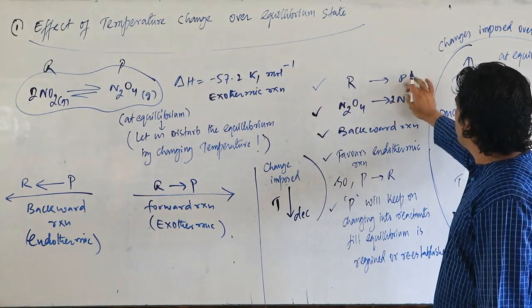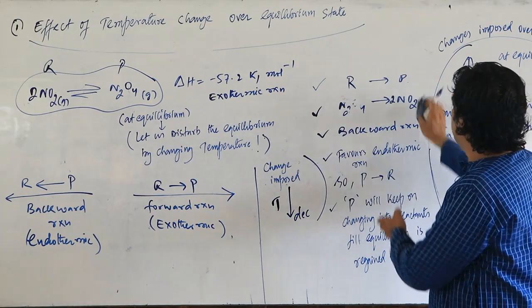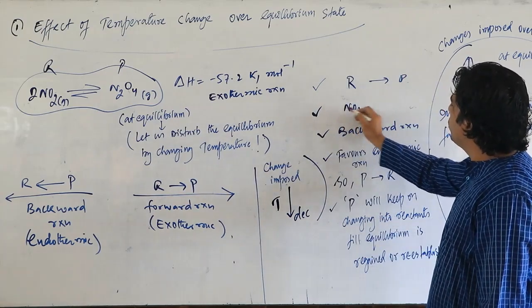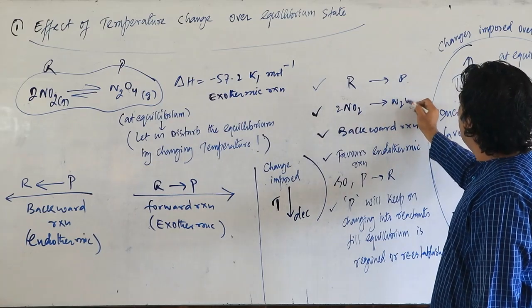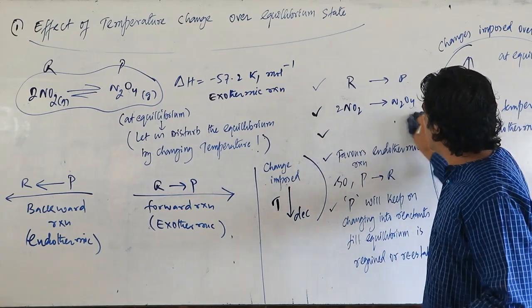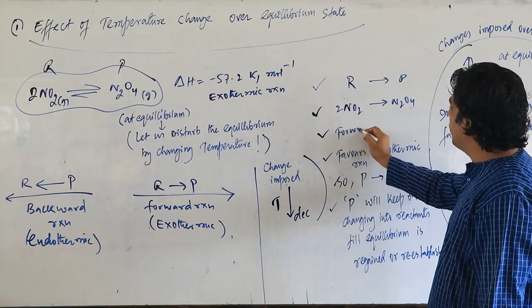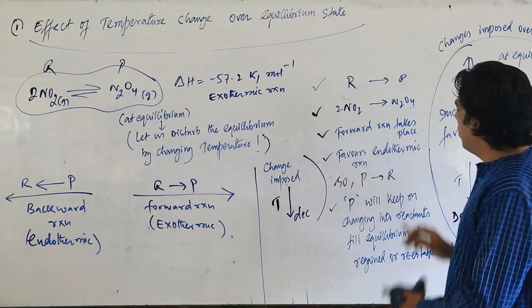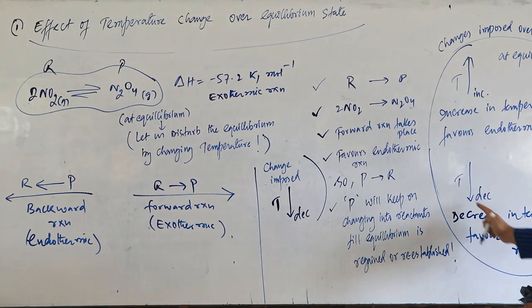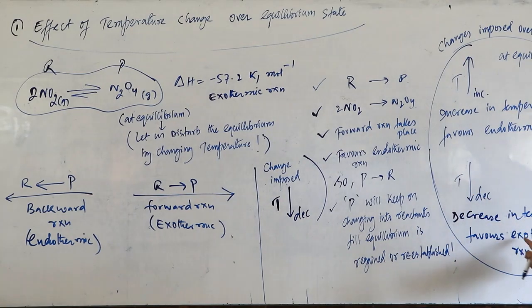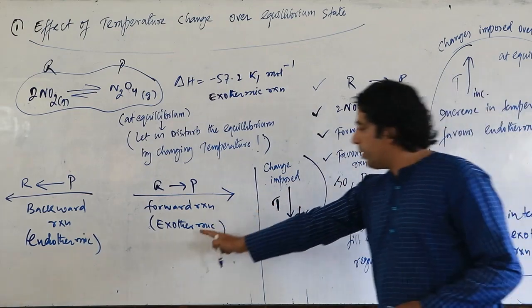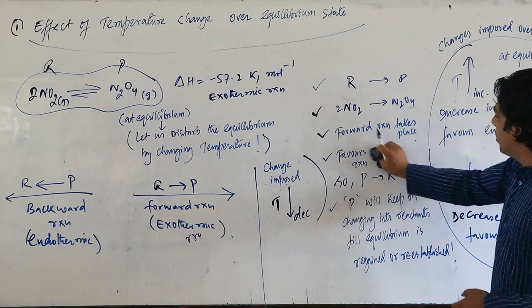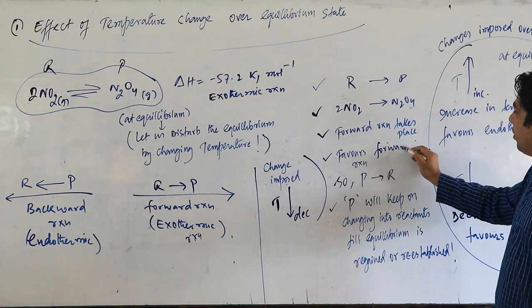Reactants will change into products. That means 2 NO2 will change into N2O4. The backward reaction will not take place. Now the forward reaction will take place. As you know, temperature is decreasing. Look here, a decrease in temperature favors the exothermic reaction. Which one is the exothermic reaction? The exothermic reaction is the forward reaction. So now the forward reaction will be favored.